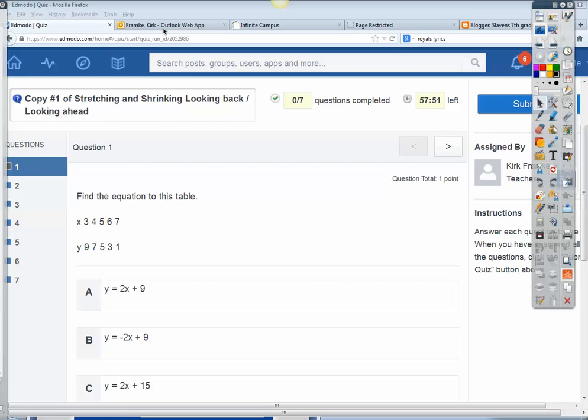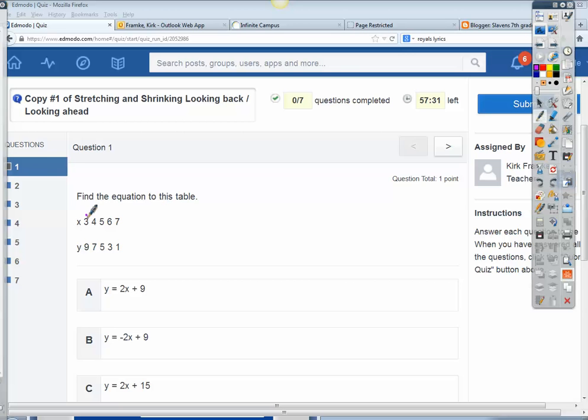All right, so we are going to take a look at this Edmodo assignment. It's going to be pretty hard for me to scroll down here because of the way I have to set up my computer to make it work. But here we go. So you are asked to find the equation for this table.